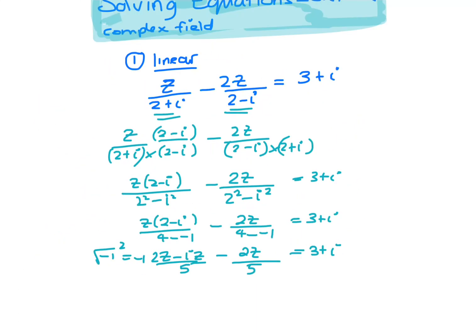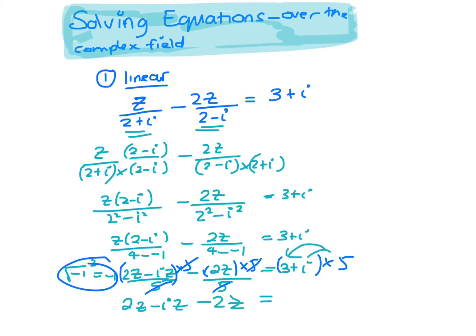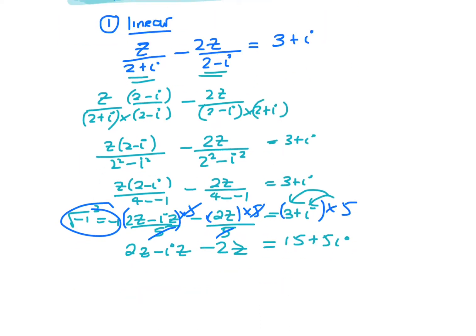Now I'm just going to multiply throughout by 5, just to get rid of the 5 on the denominator there. So I'm going to go times this one times 5, and then this one here times 5. So that means the 5 will cancel out. So you'll end up with 2z minus iz minus 2z equals, now just using the brackets there, 15 plus 5i. 2z minus 2z disappears and gives you 0. Minus iz equals 15 plus 5i.